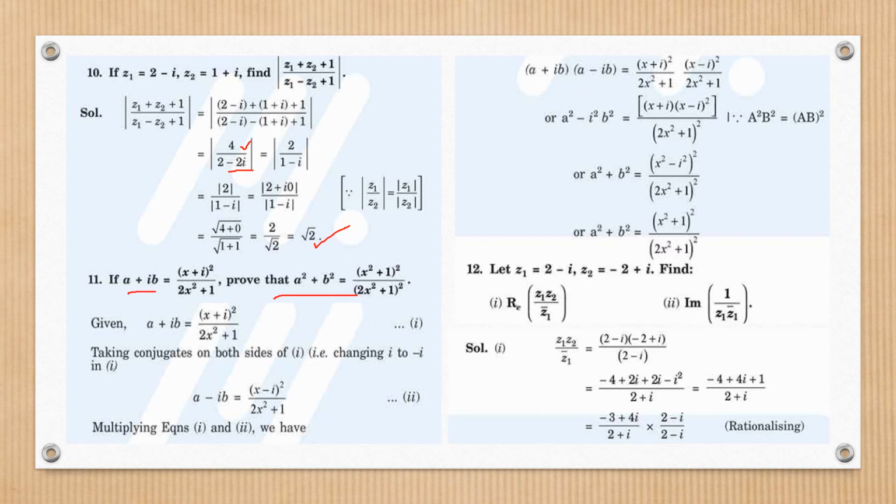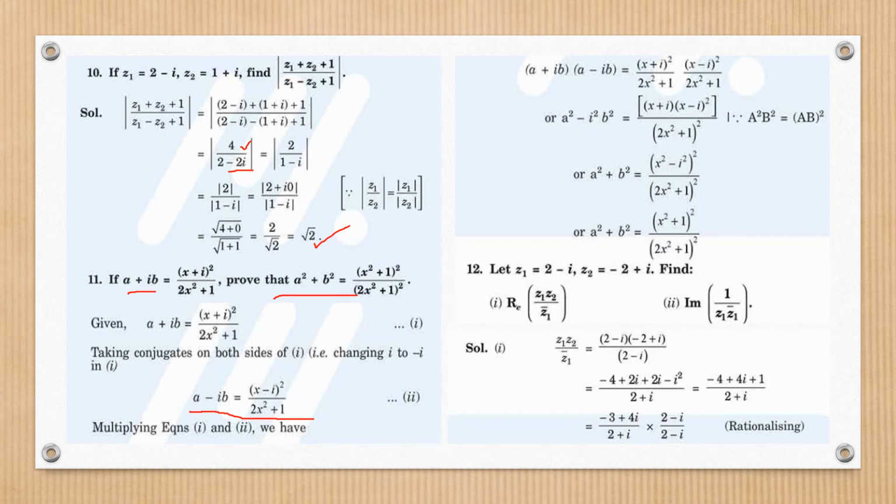So I will start with the very first thing, that is I can take the conjugate, and during taking the conjugate I'll change the sign of the iota term. So a plus iota b will change to a minus iota b, and it will change to (x minus iota) whole square. And since there is no iota in the denominator, it will be 2x square plus 1. Conjugate means you have to change only the term sign which is involving your iota. As this denominator is purely real and not having iota, it will be 2x square plus 1.